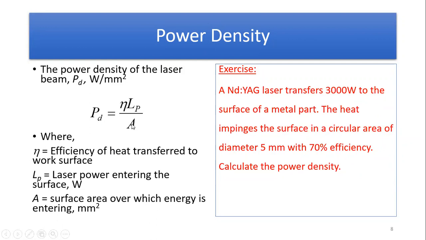This is basically where the heat flux comes into the workpiece. There will be an area where the heat flux goes through the material. So this is A, right? Here is an example. The 3000 will be your LP, the laser power. The circular area diameter is 5 mm, so you have to calculate the area, which is pi r squared, and the efficiency of the transfer to the workpiece is 70%. You just plug in the numbers and you get the answer, right?